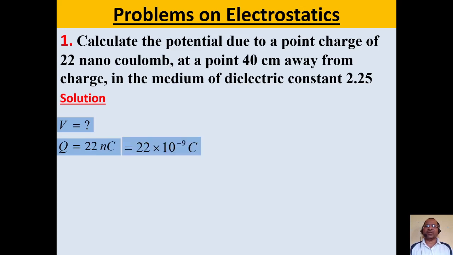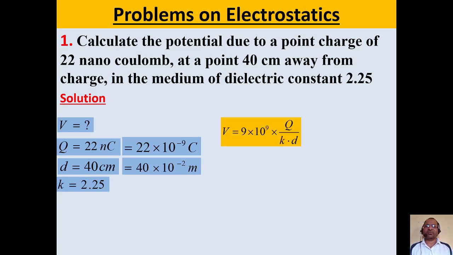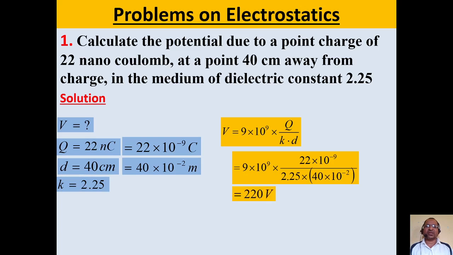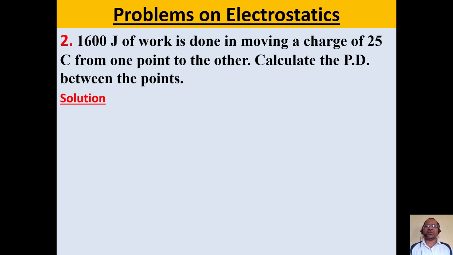So multiplied by 10 raised to minus 9. Distance is given, 40 centimeter. In centimeter, convert to meter, just multiply by 10 raised to minus 2. Dielectric constant of the medium is also given, so K is equal to 2.25. From this we have to find out electric potential, that is V. We use the formula V is equal to 9 into 10 raised to 9 Q upon Kd. Substituting the values and calculating the answer on the calculator, the final answer will be 220 volt. Let us solve the second problem.